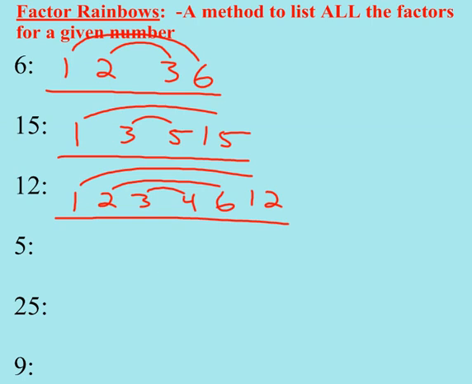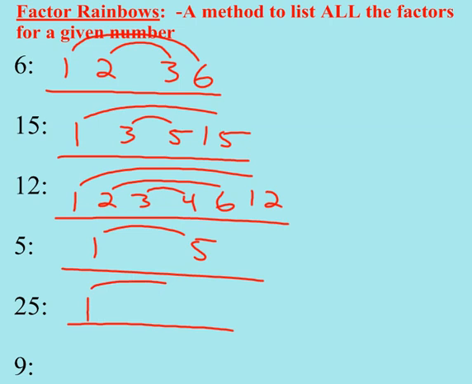How about 5? 1 times 5 is 5. Does 2 go into 5? No. Does 3 go into 5? No. Keep counting up. Does 4 go into 5? No. And I've already reached 5 in my rainbow, so I know I've listed all the possible numbers, and only 1 and 5 actually go into 5. So my factor rainbow is done. Only 2 factors. I wonder what we call those. Could they be prime?